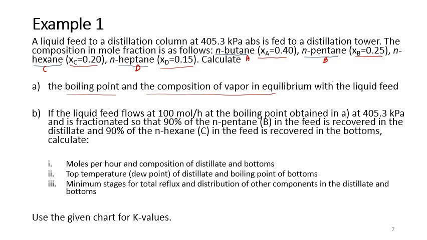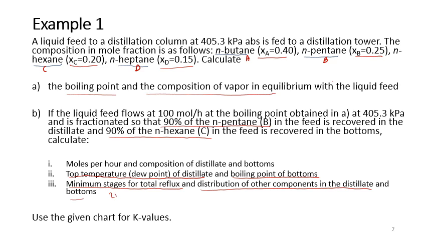of butane in A at 405.3 kilopascal and is fractionated so that 90% of the n-pentane, component B, in the feed is recovered in the distillate and 90% of the n-hexane, component C, in the feed is recovered in the bottoms, calculate number 1, moles per hour and composition of the distillate and bottoms. Number 2, the top temperature, i.e. the dew point of the distillate and the boiling point of the bottoms. And number 3, calculate the minimum stages for total reflux and distribution of other components in the distillate and bottoms.